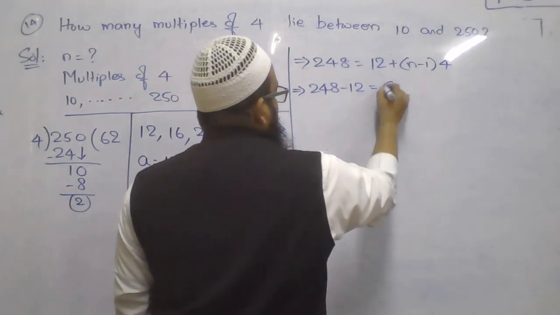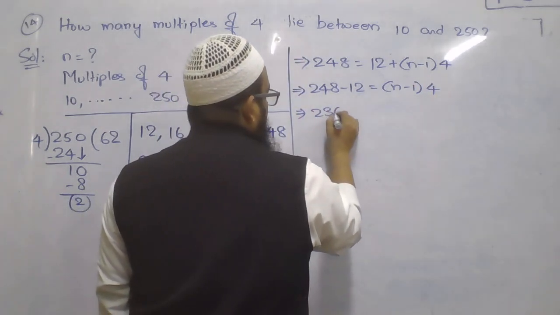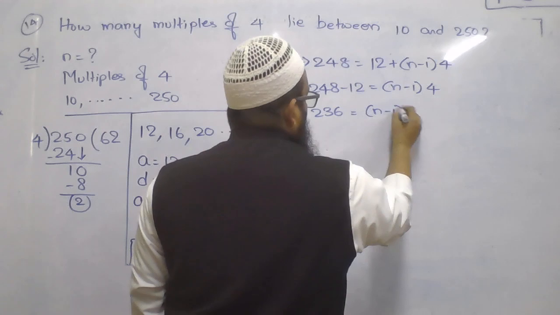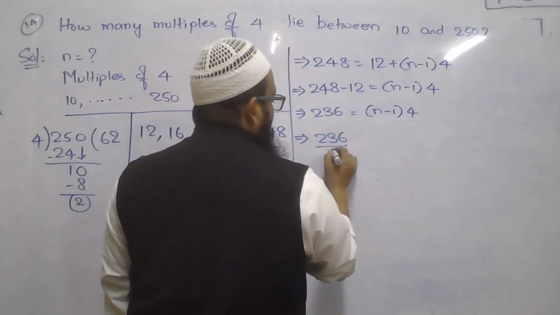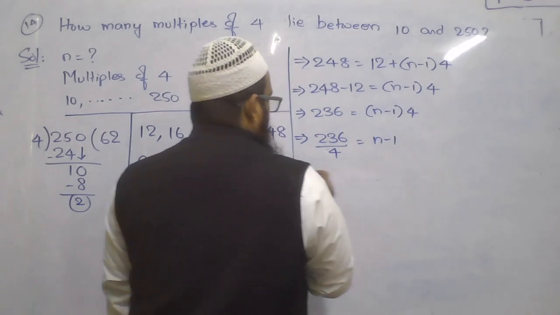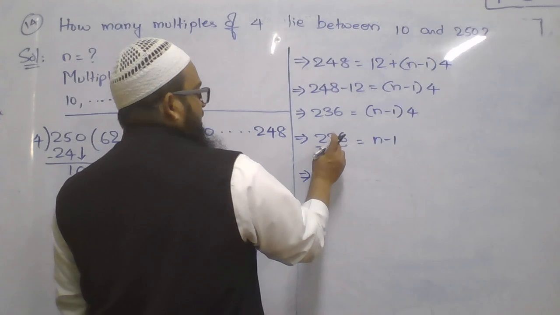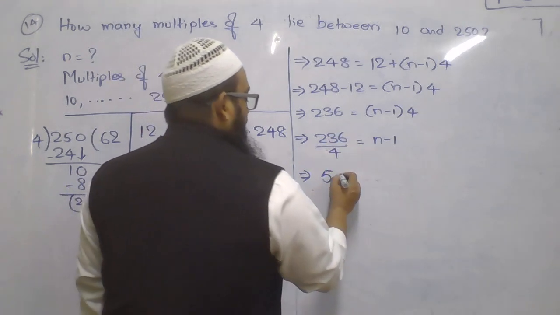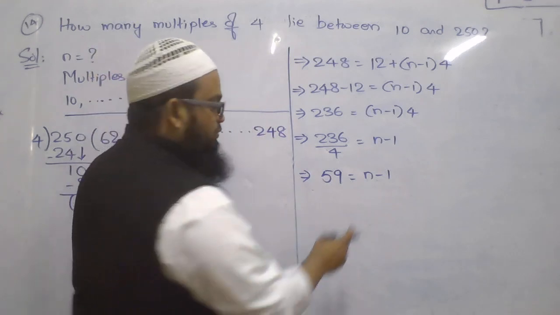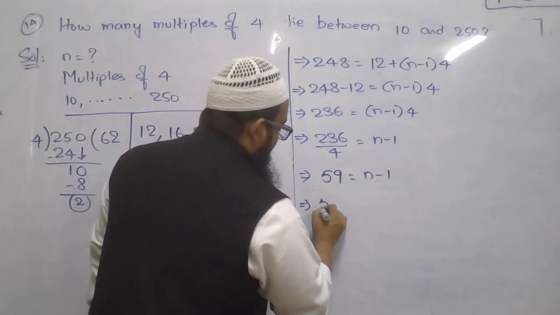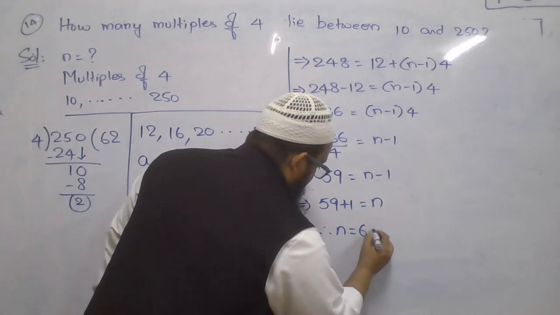So 12 will transpose: 248 minus 12 is equal to n minus 1 into 4. So that is 236 is equal to n minus 1 into 4. Transpose this 4. 236 divided by 4 equals n minus 1. So 4 how many times? 4 5s are 20, 3 is remainder. 3 and 6, 36. 4 9s are 36. So 59 is equal to n minus 1. When you transpose minus 1, it will be 59 plus 1 is equal to n. So therefore n is equal to 60.